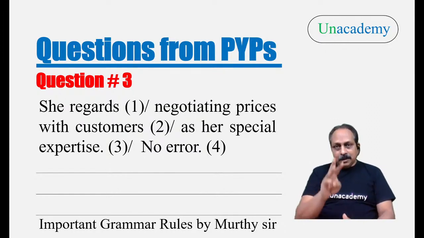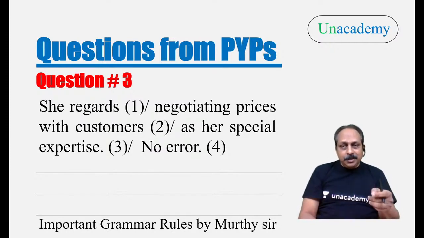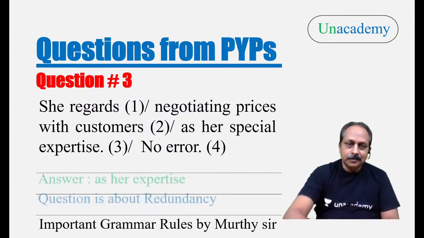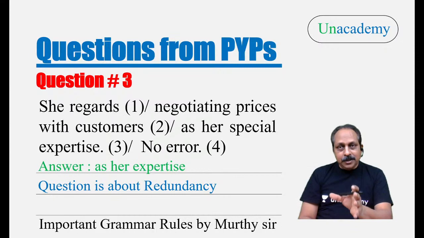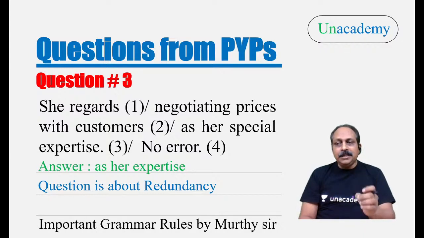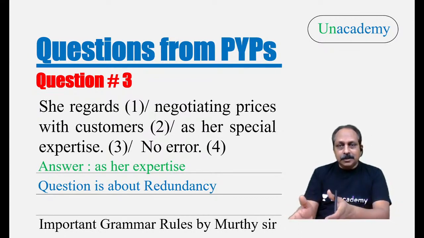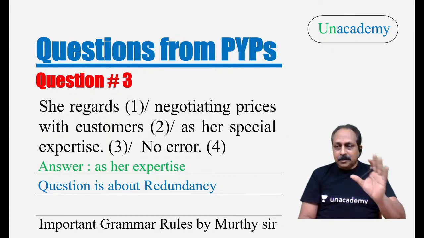There is an error in the third part. Expertise is special skill. Then you don't have to use the word special before expertise. That is redundancy. So, what is the right sentence? She regards negotiating prices with customers as her expertise. Expertise means special skill, so you don't have to use the word special. That doesn't make sense. It is an error. It's a question about redundancy, something superfluous, not required. Only expertise, that is enough.